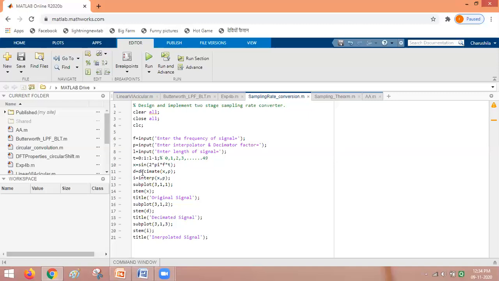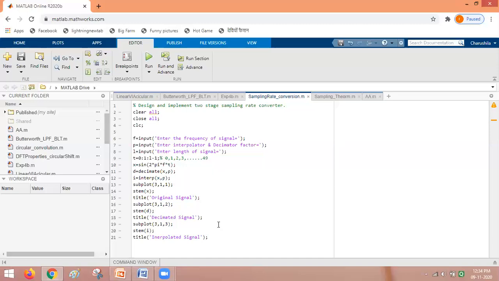So here through one line command, since the inbuilt functions are available, we can decimate the signal as well as we can interpolate the signal. Now the next task is to observe the resultant signals. For that purpose, we have to plot these three signals. Three signals means first one is the original signal, second is decimated signal, and the third is interpolated signal.